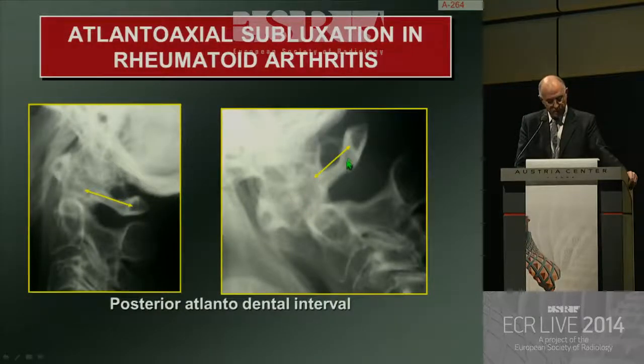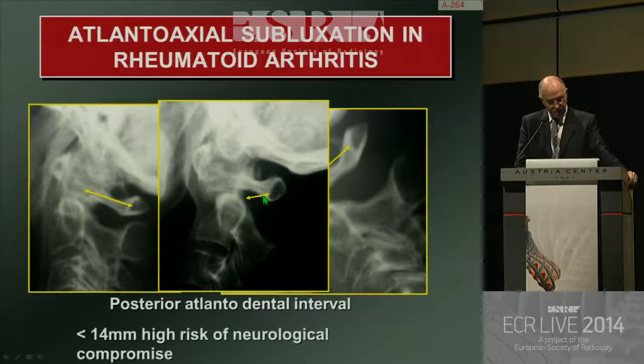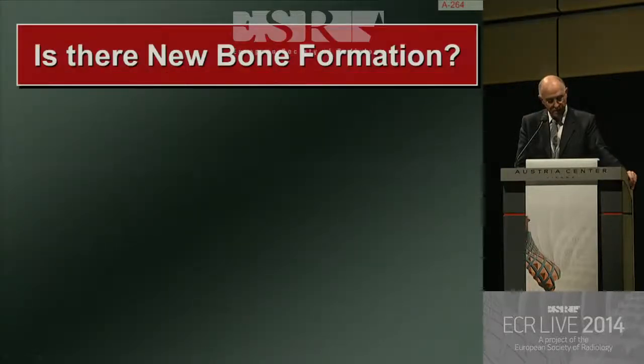More importantly, look at the posterior atlantodens interval to find out how much room is left for the cord, because that is really what matters from the point of view of neurological risk. Less than 14 millimeters is a high risk. At 10 millimeters, there's almost certainly always cord abnormality.